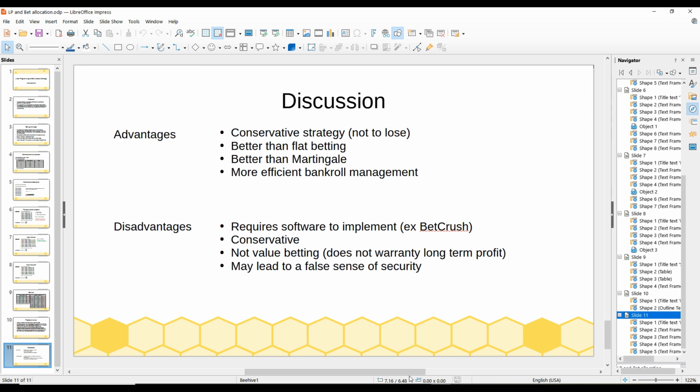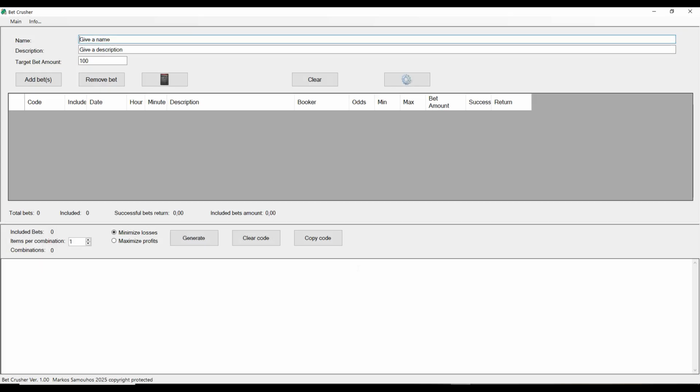I mentioned BetCrasher. BetCrasher is a software application that does exactly that. This is the application. I wrote the application. Of course, there wasn't any application that used the procedure I described earlier.